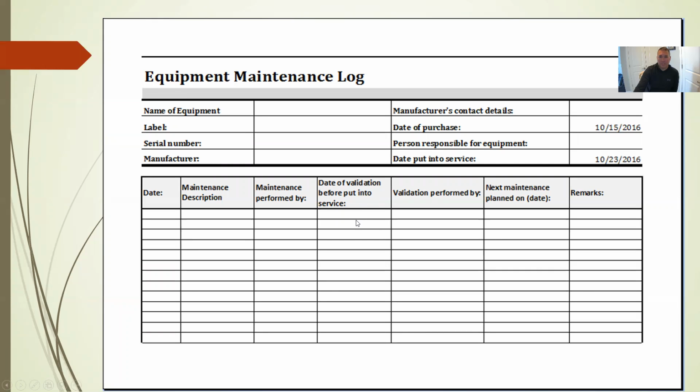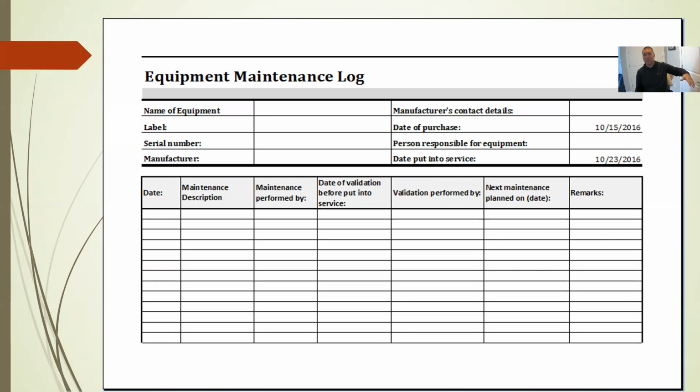Is there a validation before you put it into service, right? Who checked up behind it? When's the next maintenance plan? And comments, questions, whatever the case is, right? So, it gives the record of what's been going on. That way you can look at this piece of equipment, you have a file, and if this is a skid loader, file it in the skid loader file.